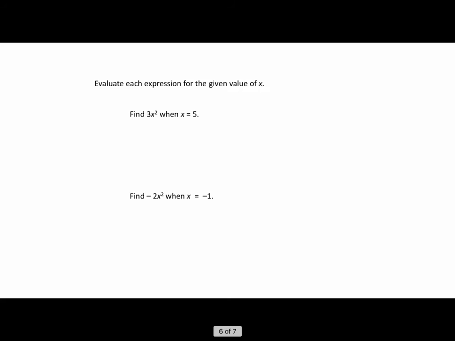Now we want to evaluate some algebraic expressions where we have variables, but we're given the value of the variable. So our first example, find 3x squared when x is 5. So instead of x, we're going to put 5. And remember, when you insert a number for a variable, or any value for another value, then you want to put parentheses around it, just to make sure that you're not going to ruin any of the order of operations that were already in place.